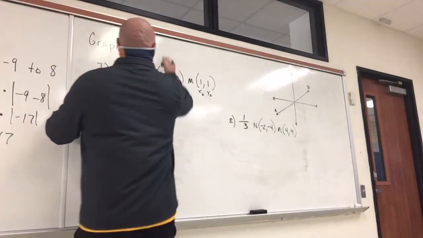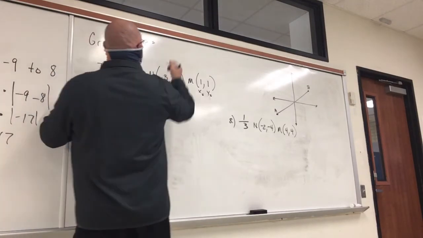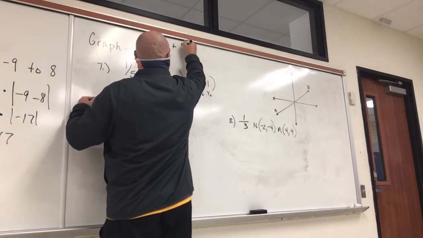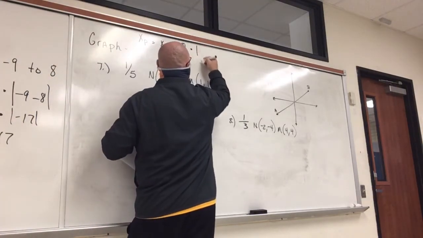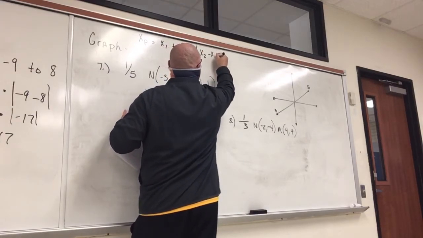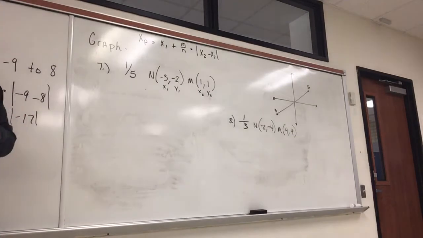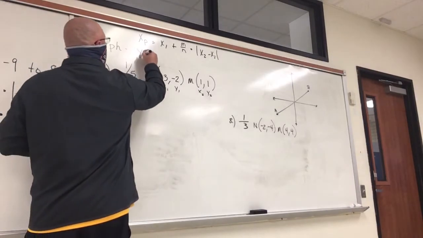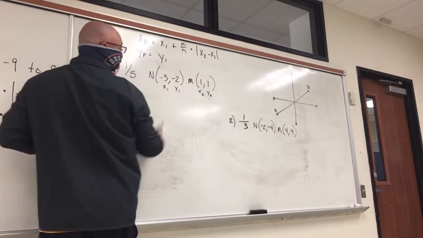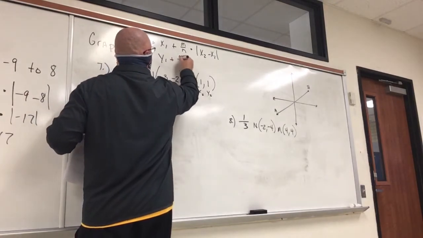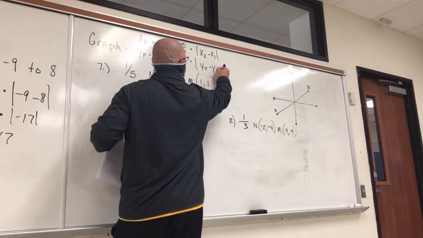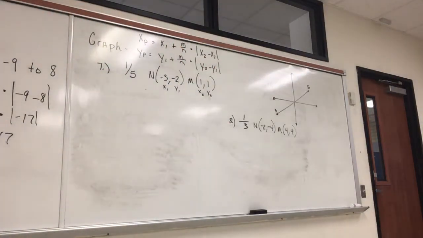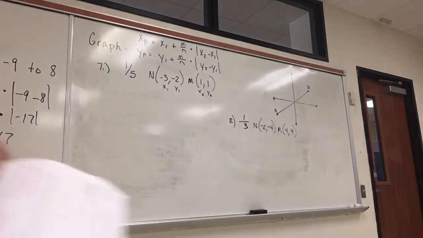This is what you do. You take X1, you add it to M over N, and you multiply that times the absolute value of X2 minus X1. Okay, and you do the same thing with Y to find the Y point. You take Y1, you add it to M over N, and multiply that by Y2 minus Y1. So those are the two formulas that we're going to use.